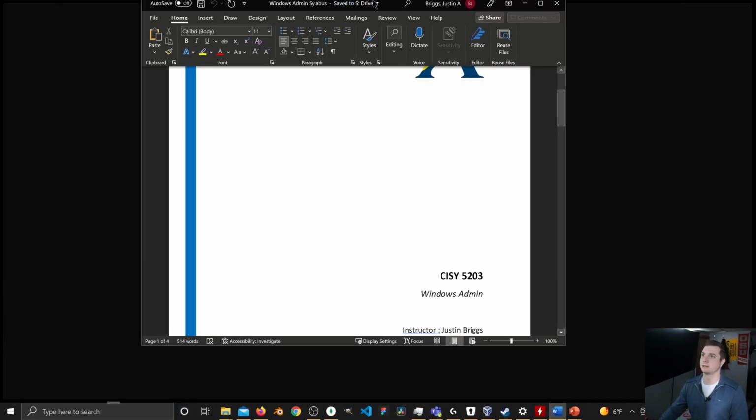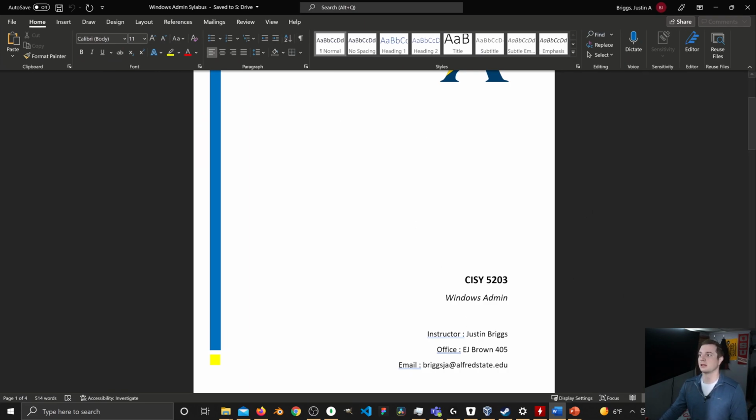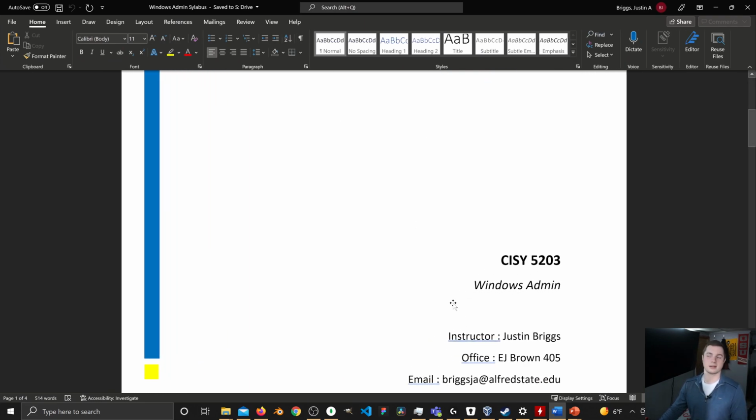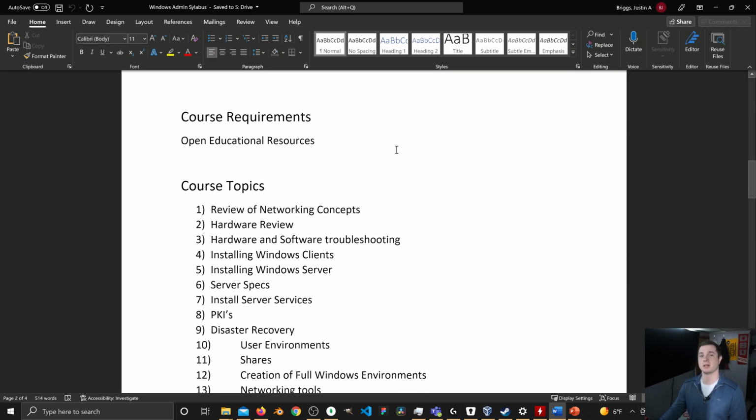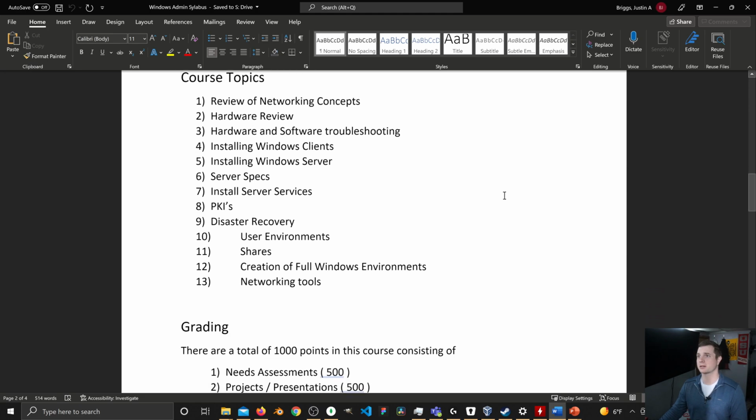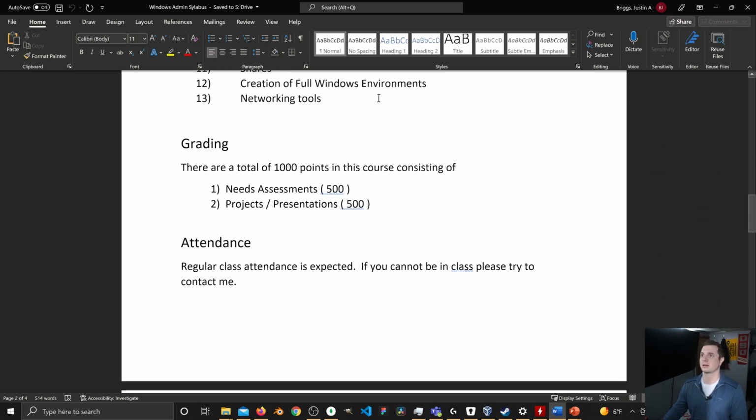So if I throw the syllabus up here. According to the school, this is a contract that you had no influence in making. However, this is the thing that we're bound to. So let's go over it real quick. We're going to use open educational resources for this, so you don't have to buy any books. We already went over course topics and grading, an even split between your needs assessments and projects. That also means because there's only a handful of needs assessments and only 2 projects, if you miss one of them, you're going to be hurting. So don't miss any assignments.